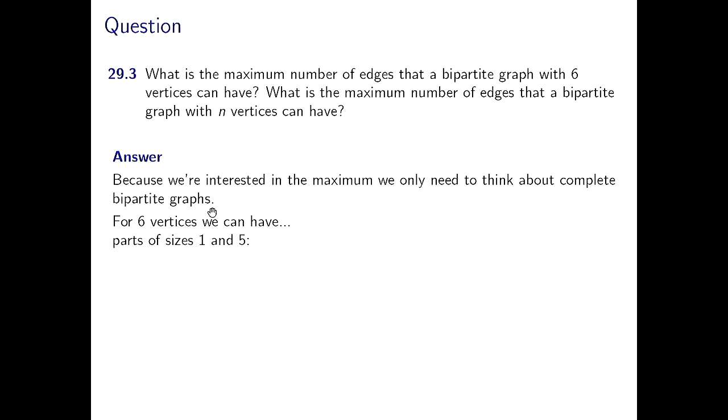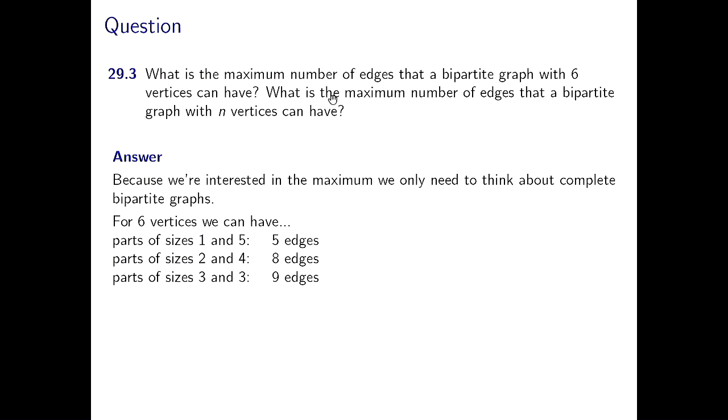So how could we split our 6 vertices? Well, we could split them into parts size 1 and 5, but that would only give us 1 times 5 edges. We could do 2 and 4, that would give us 8 edges, but if we go 3 and 3, we can get 9 edges, right? And obviously the other options are 4 and 2, which give us 8, and 5 and 1, which give us 5, right? So 9 is the most we can have, yeah. Is there a formula for that? We're about to see it, yes.